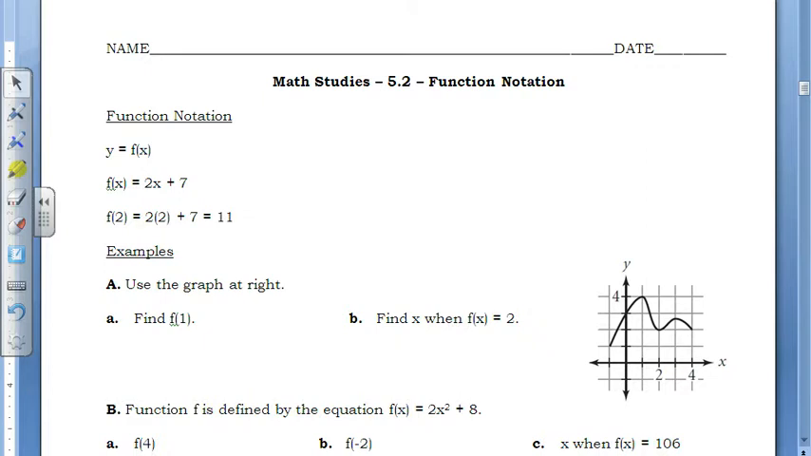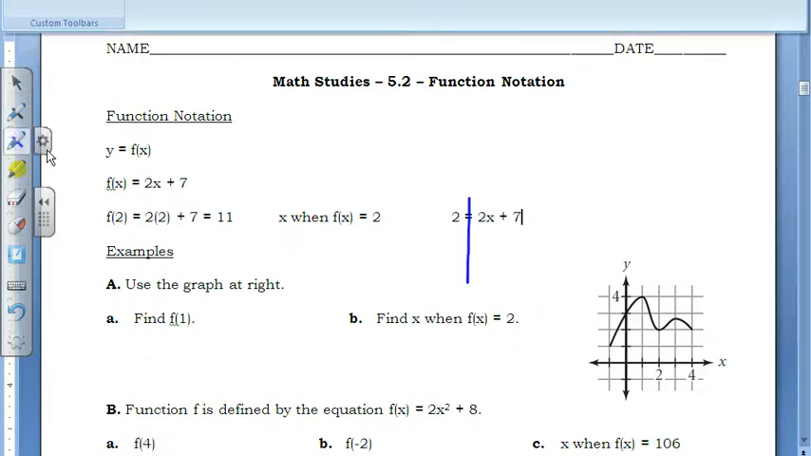On the flip side, if you are told to find x when f of x equals 2, that would mean that you would put 2 in for f of x, and you'd have to solve that equation. So conventionally how we do that is subtract 7 from both sides. And then divide both sides by 2. And x is negative 2.5.